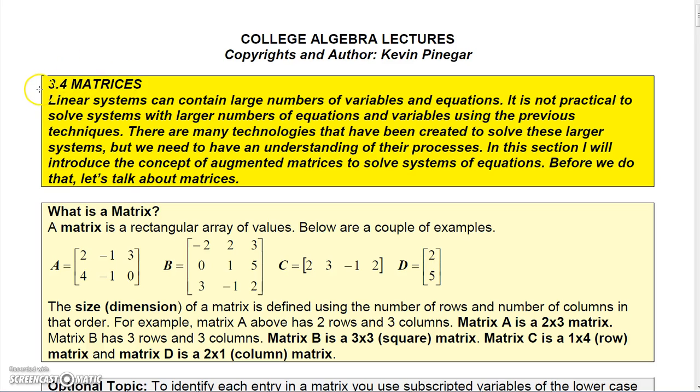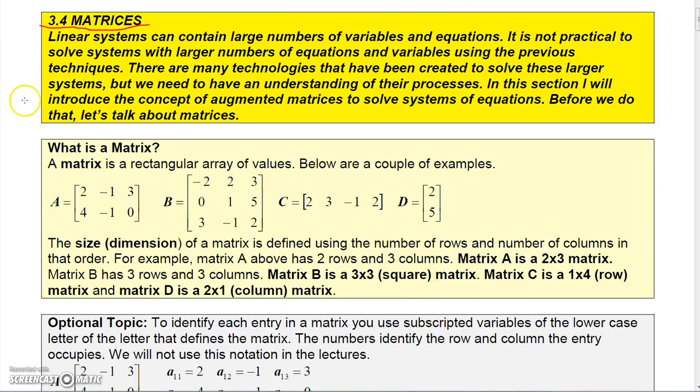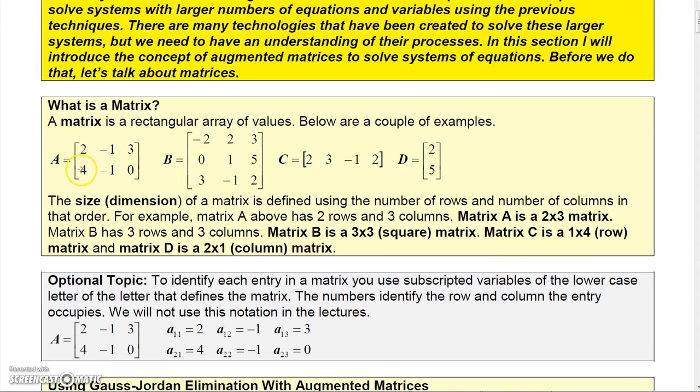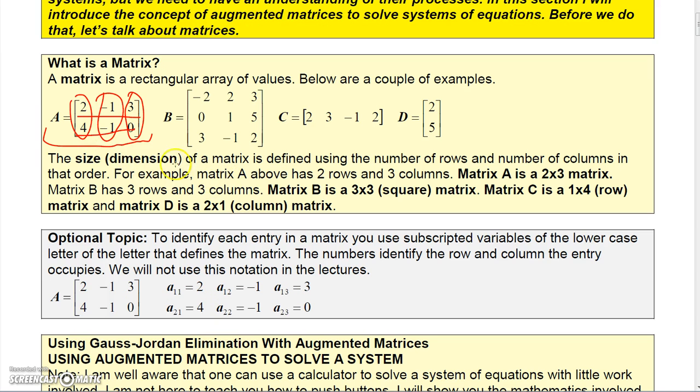Okay, in this section I'm going to introduce matrices, and we'll talk about how you can use matrices to solve systems. So what is a matrix? Well, a matrix is just a rectangular array of values. The size of a matrix is represented by its number of rows and its number of columns. This matrix is a 2 by 3 matrix because it has 2 rows and then it has 3 columns. 1, 2, 3. So we would say that that is a 2 by 3 matrix.